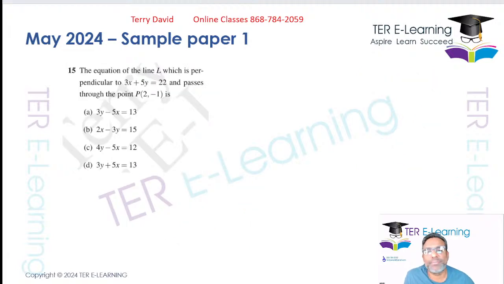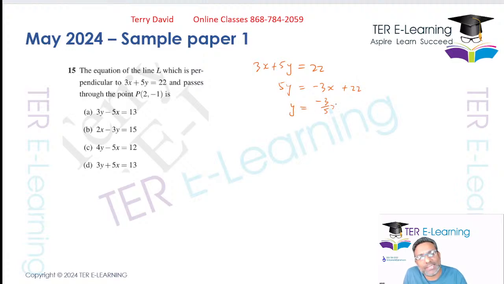Question 15. We have the equation of the line L, which is perpendicular to 3x plus 5y equals 22 and passes through the point P. When you have a question like this, try to understand what's happening. We have 3x plus 5y equals 22, so I'm going to rearrange this as 5y equals minus 3x plus 22. Therefore y equals minus 3/5 x plus 22 over 5. This is my equation of that line.